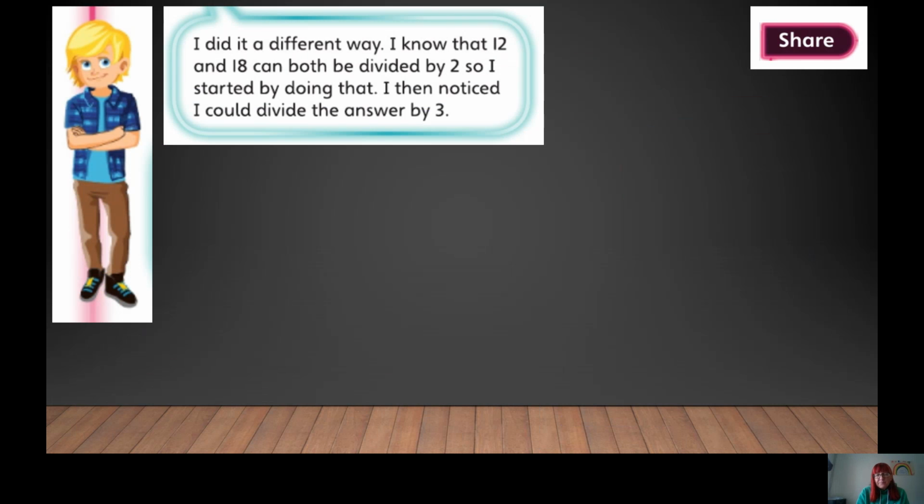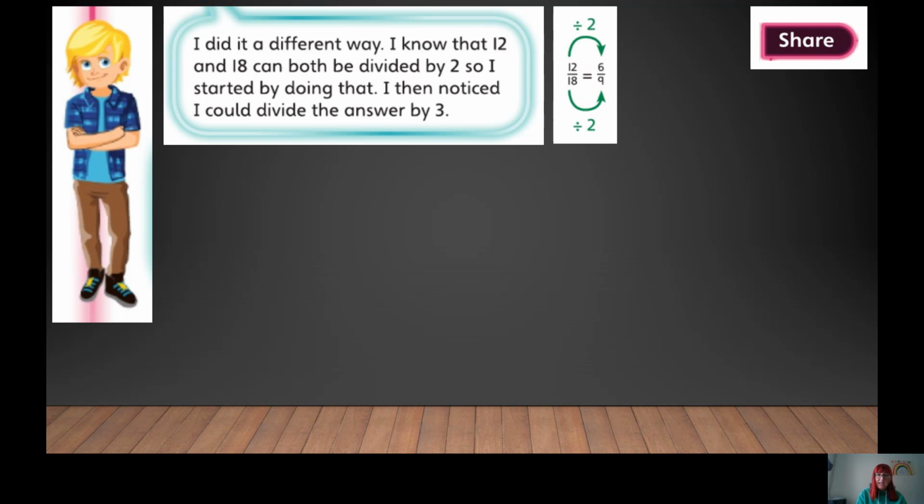So this chap here has done it a little bit of a different way. He says he knew that 12 and 18 can both be divided by 2, and they can also be divided by 3. So there are other common factors that can simplify 12/18. Let's go with the common factor of 2 first. If we divide 12, the numerator, by 2, it gives us 6. If we divide 18, the denominator, by 2, it gives us 9. So 12/18 is equivalent to 6/9.